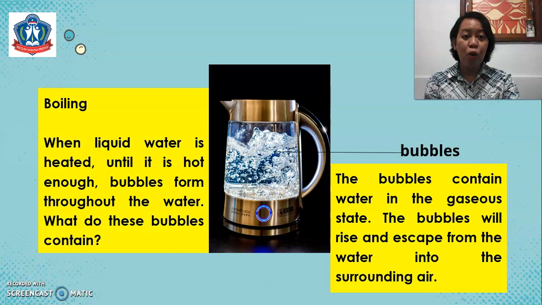Now let's go to boiling. When liquid water is heated until it is hot enough, bubbles form throughout the water. What do these bubbles contain? The bubbles contain water in the gaseous state. The bubbles will rise and escape from the water into the surrounding air.